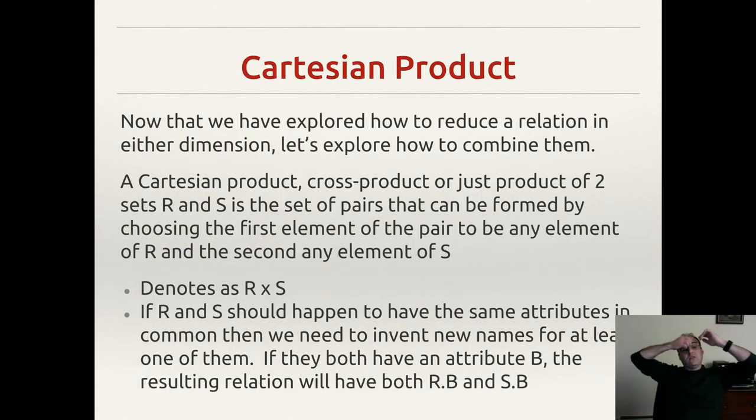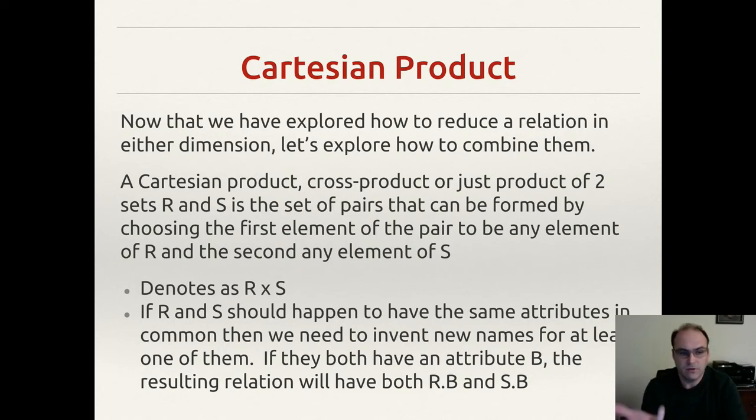So now that we've gone through those, that was whittling it down, right? That was taking a relation and looking at one dimension or the other, the attributes of the tuples, and removing. Now we're going to do the opposite. Now we're going to look at how do we add two relations. How do we take separate relations and bring them together to create a new relation, right? How do we combine? So that's our next step.